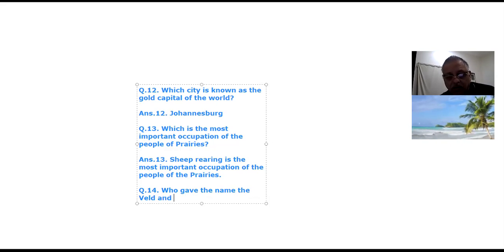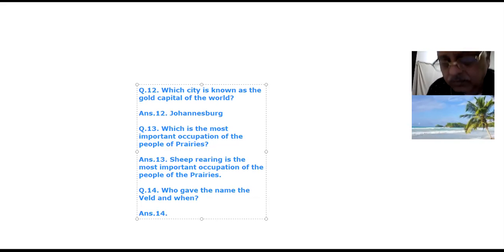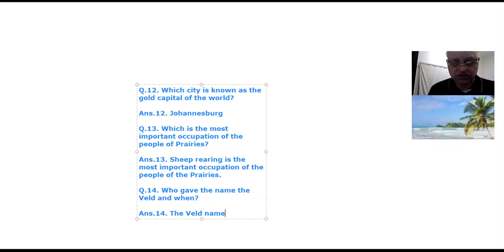Who gave the name Veld? The British. South Africa was colonized by the British. Very good. The Dutch settlers who gave it. Yeah, very good, boys. It's colonized by the British. It's wrong. It's Veld, not Berries.